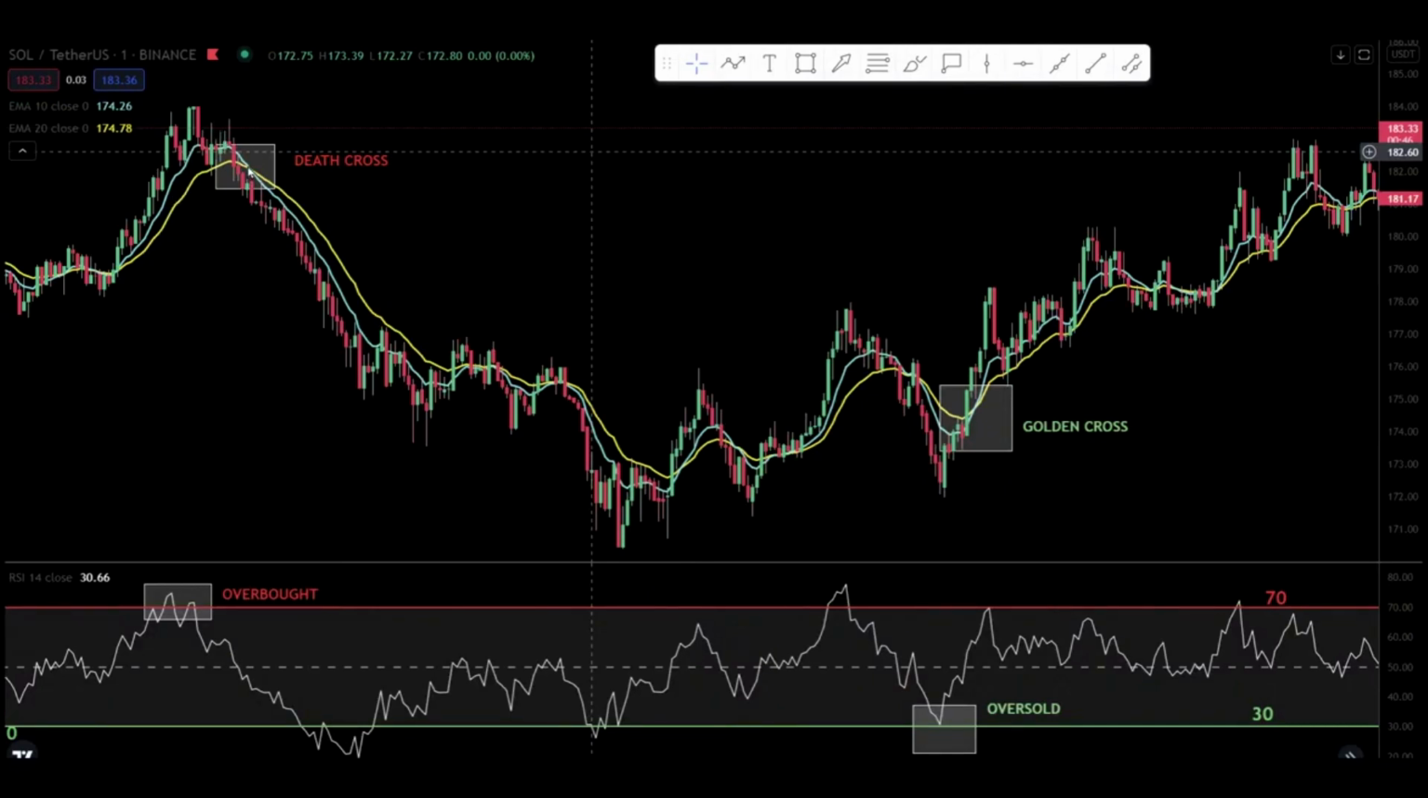As you see the cross, which we're calling a death cross, then you see price action dropped below the two moving averages. That is the confirmation. Okay, so that is using the RSI and the moving average to inform our exit.